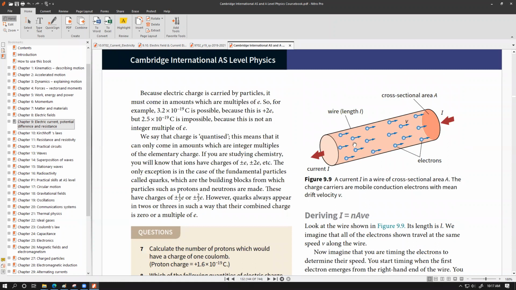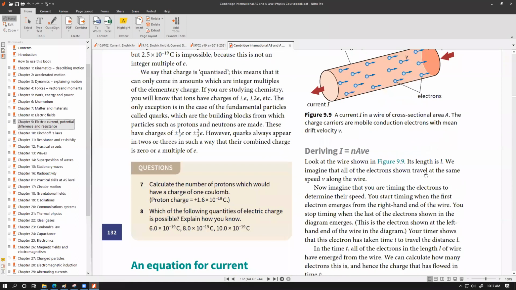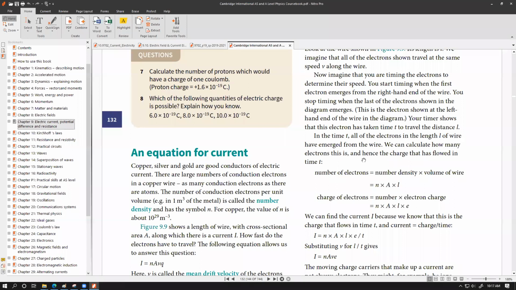So we are trying to calculate how much current flows. If all the electrons are going out from left to right, then we can calculate exactly how much charge flows, and we can divide that by the amount of time it takes for all the electrons to go out. That total charge transferred over that time gives you the value of the current. So that's what we're trying to do.